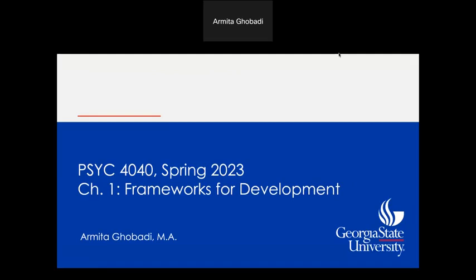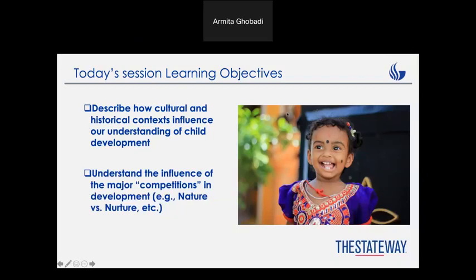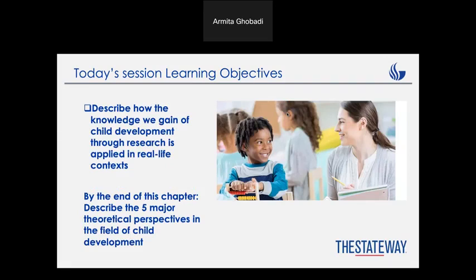So chapter number one is about different frameworks for development. We have different objectives here. For example, we're gonna understand how culture can influence child development. We can understand different battles between different elements which are so important. For example, nature versus nurture, genes versus the environments, and some other battles which I'm going to talk about. By the end of this chapter, we can understand child development and we can just apply that in real life.